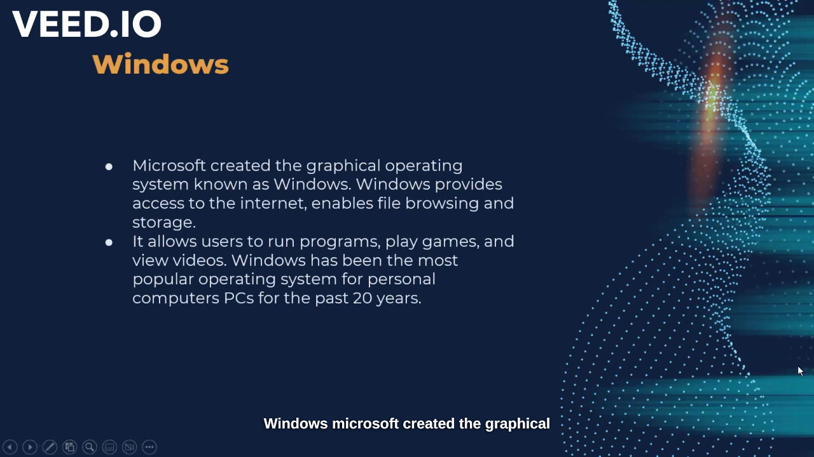Windows. Microsoft created the graphical operating system known as Windows. Windows provides access to the internet, enables file browsing and storage. It allows users to run programs, play games, and view videos. Windows has been one of the most popular operating systems for personal computers, PCs, for the past 20 years.